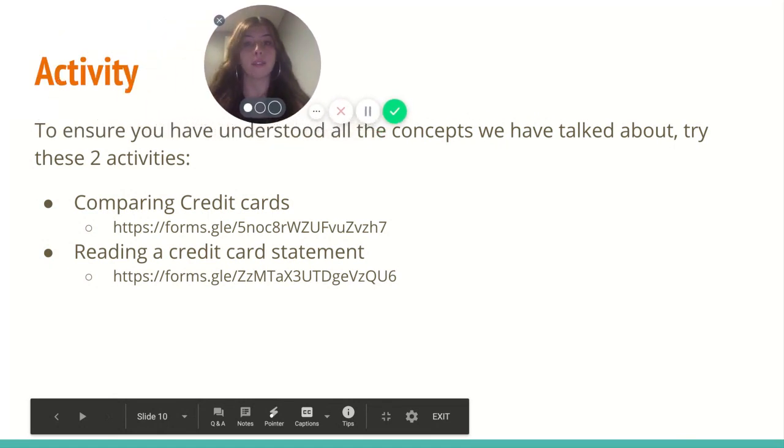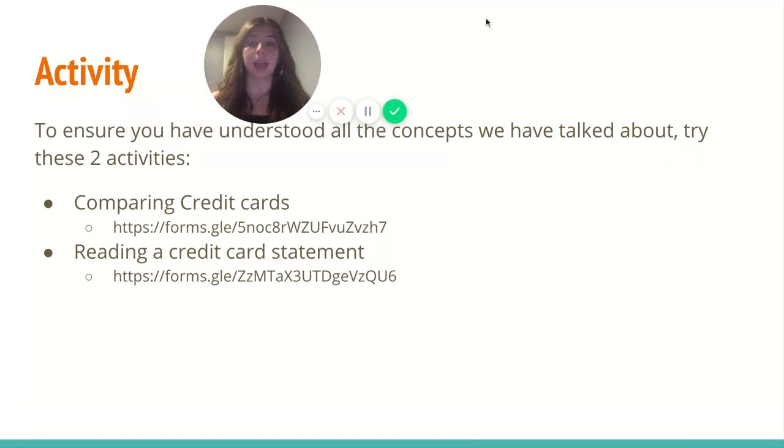So this activity, which is our last step, is just to make sure you have understood all of the concepts that I have spoken about in today's little crash course. We have two activities, which are comparing credit cards and reading a credit card statement.